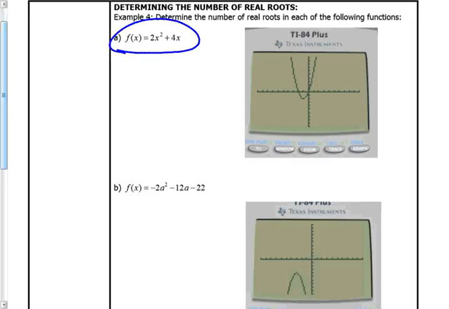Okay, so to determine the number of real roots, again, real roots is another word for x-intercept. Real roots also mean solutions. Remember, these all mean the same exact thing. So if I'm looking for the number of real roots, I'm looking to see how many times it crosses the x-axis. So what I would want to do is actually go ahead and graph this in my calculator to see how many times it crosses.